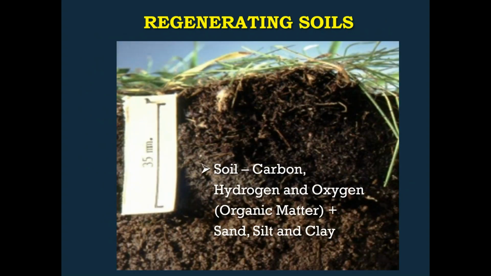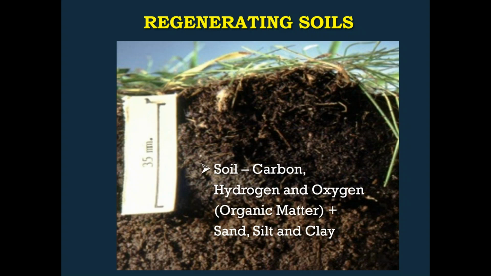So we're really going to start off by thinking about the problem. The problem that I see in agriculture, I think there really is only one problem, and it's that we do not have enough soil. We need to regenerate our soils. When we think about soil, soil is carbon, hydrogen, and oxygen bound to a mineral matrix of sand, silt, and clay. We have sand, silt, and clay, but what we need to have soil is that carbon influx.